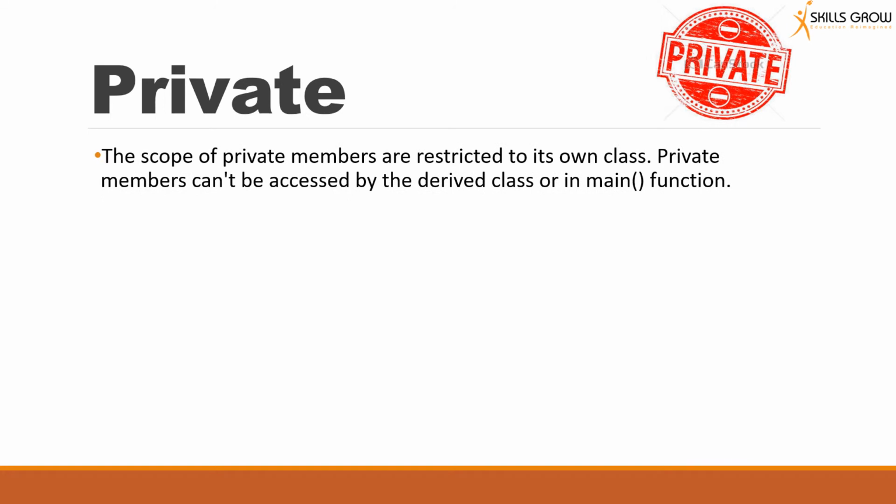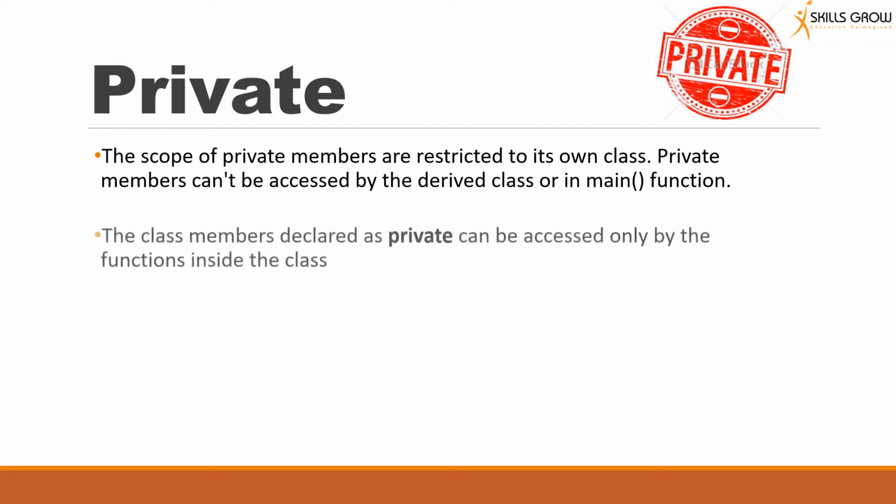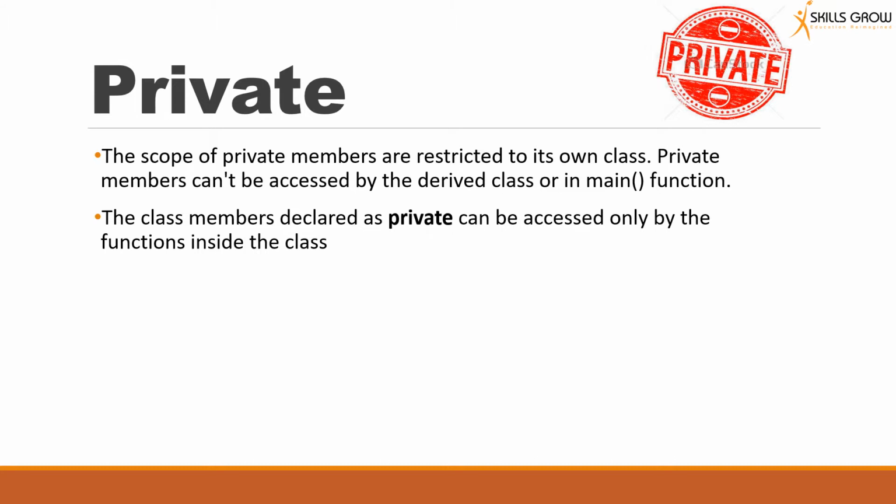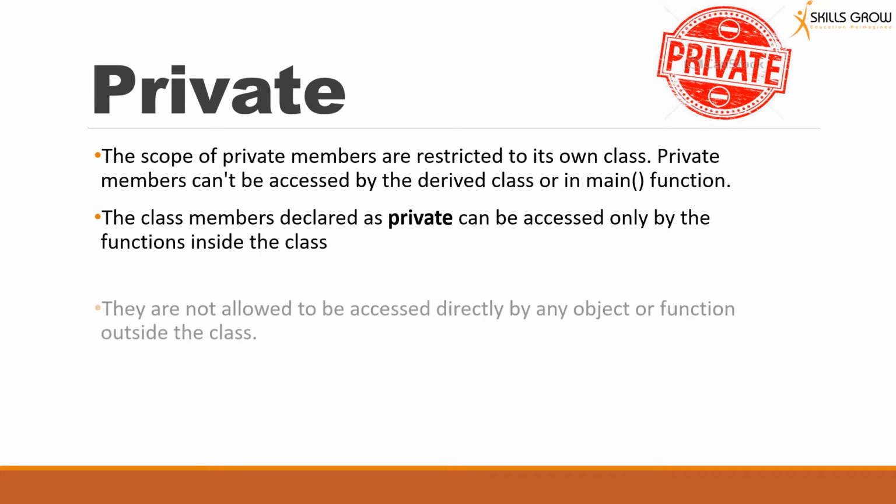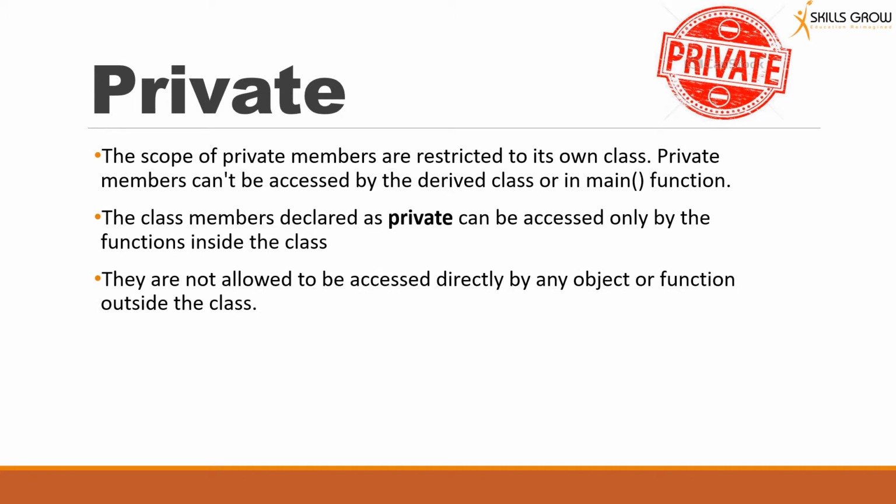The next one is the private modifier. The scope of the private access modifier is restricted to its own class. Private members cannot be accessed by the derived class or in the main function. The class members declared as private can be accessed only by the functions inside the class. They are not allowed to be accessed directly by any object or function.